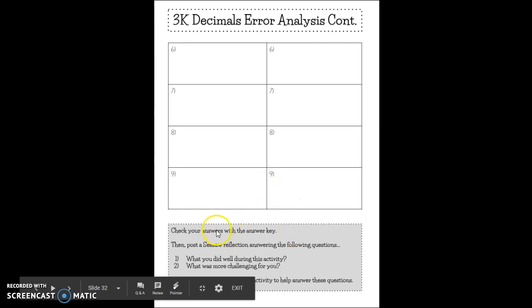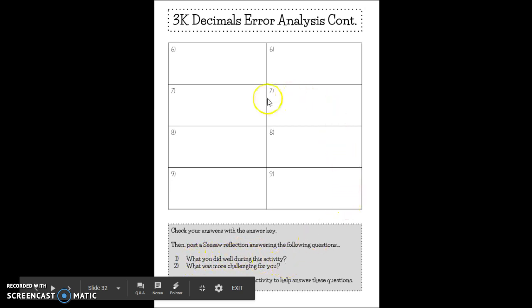When you get done and you've checked all your answers, remember you can check as you go, even though it says check your answers with the answer key at the end, doesn't mean you have to do it at the end. You could do it as you go. But after you do that, at the bottom of the recording sheet for this, it says that you need to do a seesaw reflection post. So you're going to answer these 2 questions. You're going to answer what did you do well during the activity.